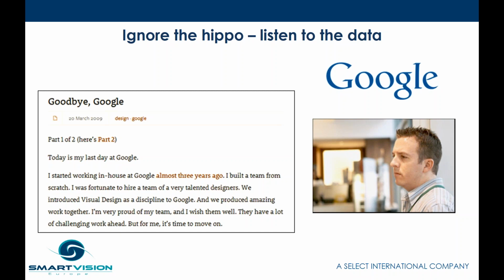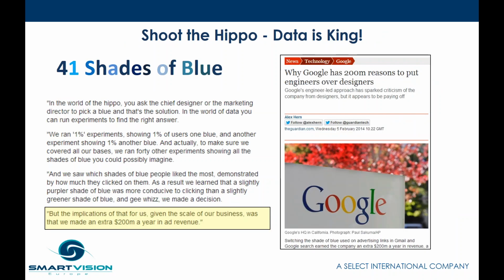And he was leaving partly because he felt that a lot of the decisions that were being made weren't really about design or leveraging his knowledge of design, but rather leveraging the data. As it turned out, there was a follow-up article sometime afterwards in The Guardian, which said why Google has 200 million reasons to put engineers over designers. And they talked about HIPPO. HIPPO is this idea of decisions made on the highest paid person's opinion, as opposed to decisions made by data.